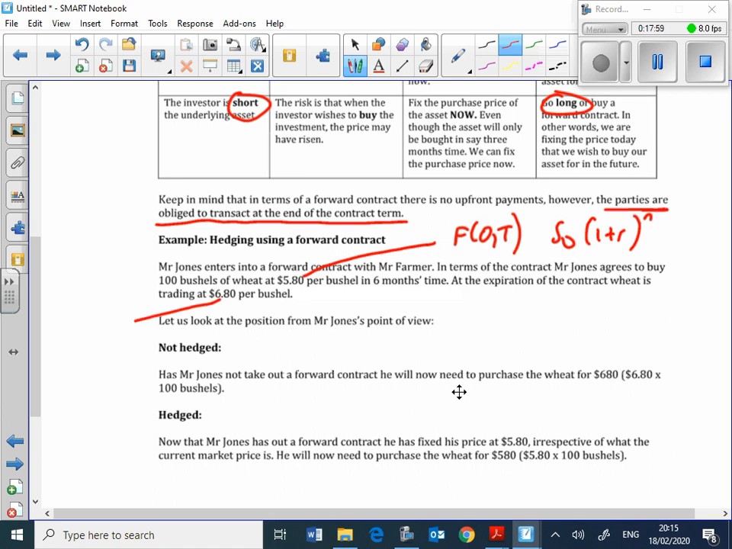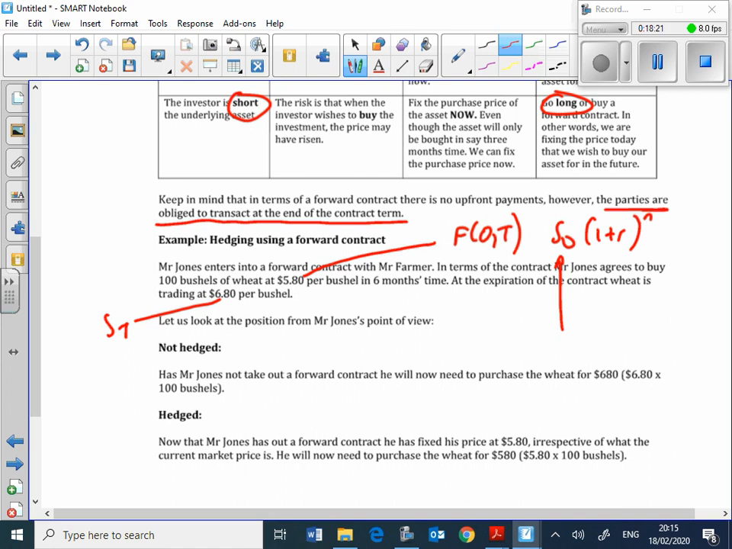What would you call the $6.80, guys? S what? Okay. We'll keep going till we get it. ST, you guys comfortable? S0 is what? The spot price? That would have been that one, wouldn't it? The spot price at the beginning, which is used as a basis for calculating FOT, but that's as much as we use it for.